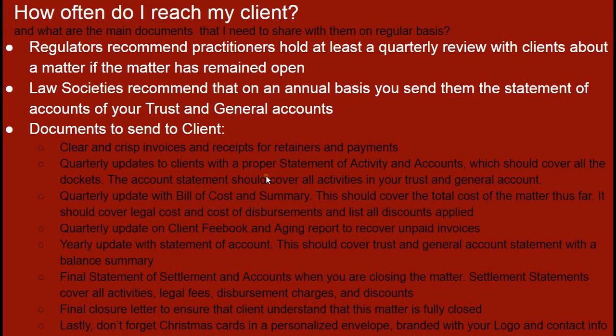Important documents along the way include crisp invoices and receipts for both the retainers and payments, quarterly updates around statement of activity, what's happened with your accounts and your file, what are the types of expected retainer amounts that were paid for, how much money was taken out, etc., everything we spoke about. Quarterly, you could also send a bill of cost, an aging report. So if they haven't paid you in time, an aging report often in a very subtle fashion talks about how important it is for them to pay you on time.